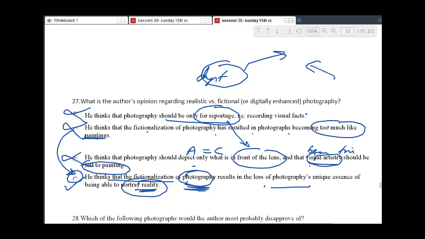The author has said, right, that beauty and truth must be captured. So if he has said that beauty and truth must be captured, then how can you say that artistry should be left to painting, not to photography? So D is the best choice. Are we clear about it, people? It's not a difficult question. If you have got the crux of the matter, it's not a difficult question. Because the author says that because of fictionalization, photography has lost touch with reality, and reality is the concern which the author is constantly harping on across the passage.